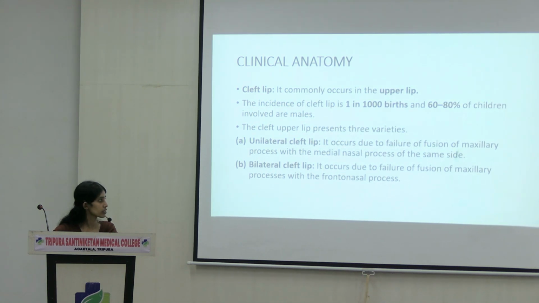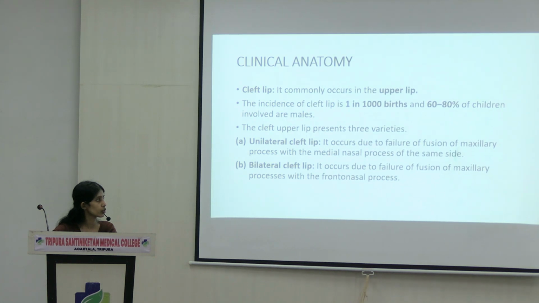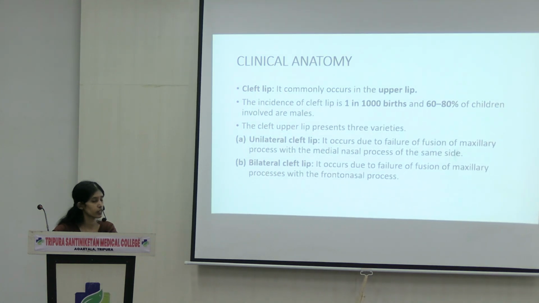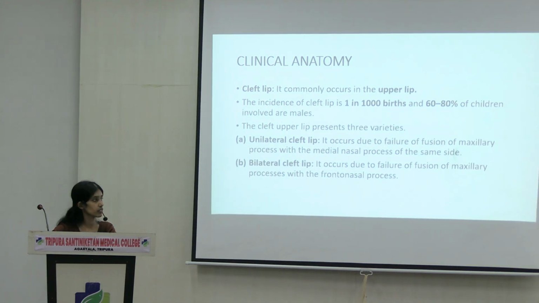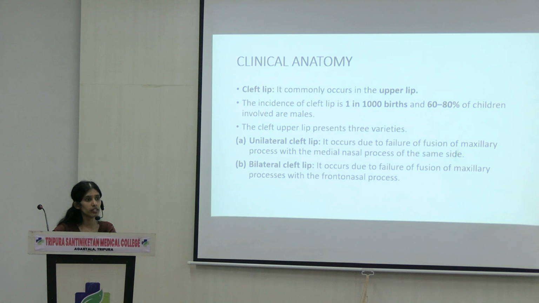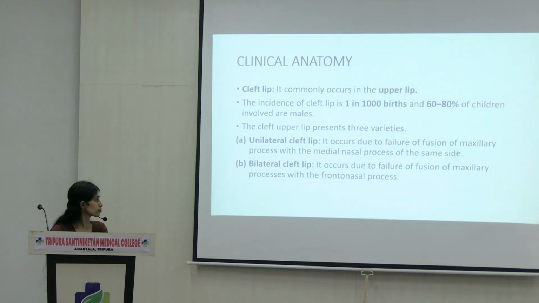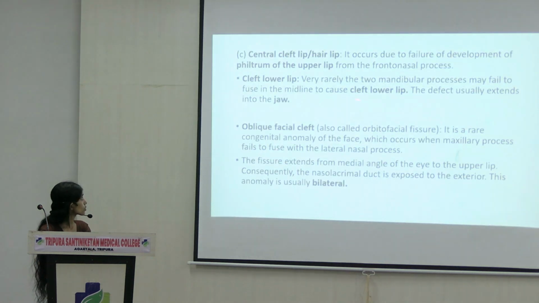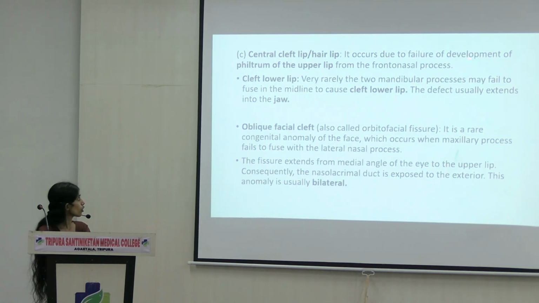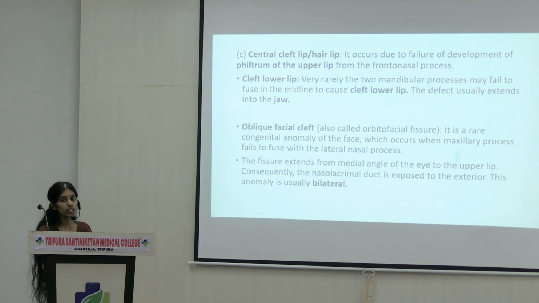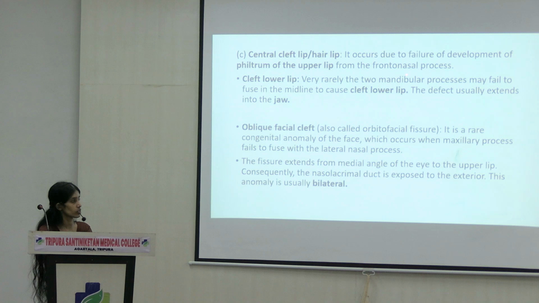This is your maxillary process and this is your frontonasal process. What is the gateway between these two to connect with each other? Yeah, it is the naso-orbital furrow region. Okay. Next we have central cleft lip. It occurs due to the failure of development of the philtrum of the upper lip region from the frontonasal process.